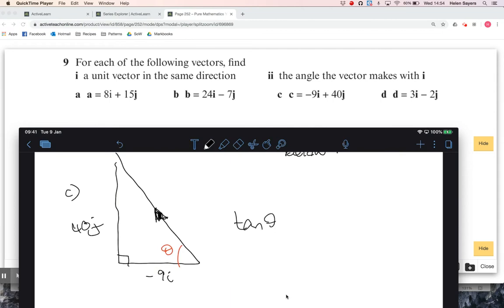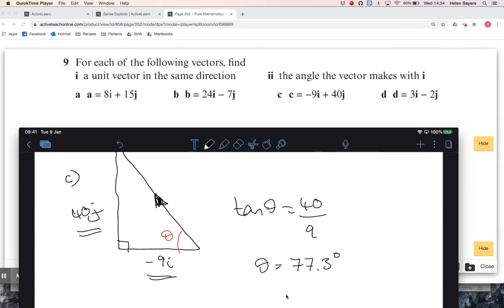So tan theta is opposite over adjacent. And again, I'm just looking at the length of it at this point, so I don't really care that it's minus 9. So theta is going to be inverse tan, or arctan as we call it, of 40 over 9. So I'm getting 77.3 degrees.